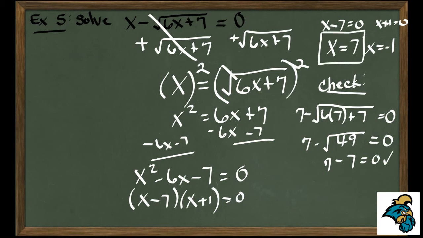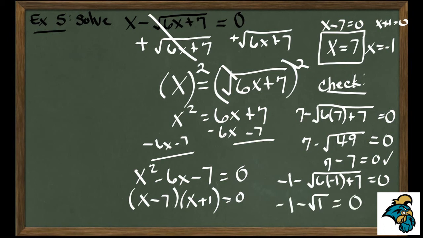Now, let's plug in negative 1 and see what happens. Negative 1 minus the square root of 6 times negative 1 plus 7 should equal 0. Alright, 6 times negative 1 is negative 6. Negative 6 plus 7 is 1. So we have negative 1 minus the square root of 1 should equal 0. Negative 1 minus, we know the square root of 1 is 1. What's negative 1 minus 1? Not 0. So we have just one solution, x equals 7, to this equation.